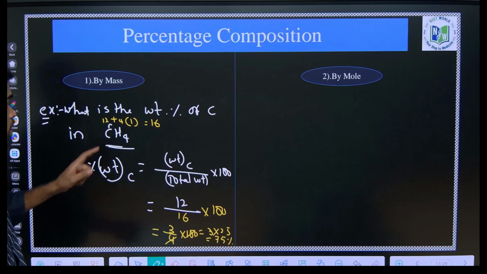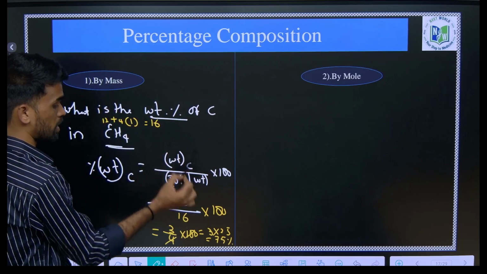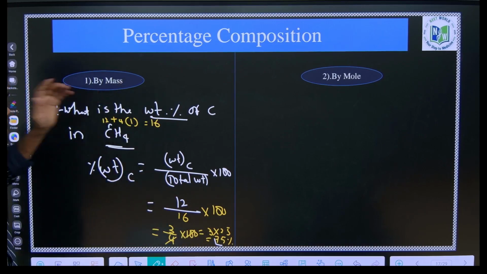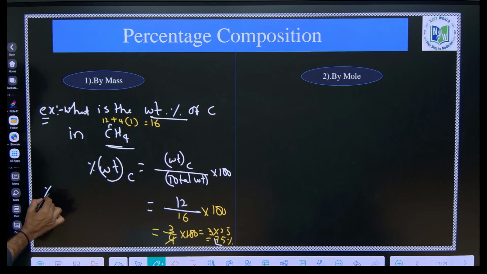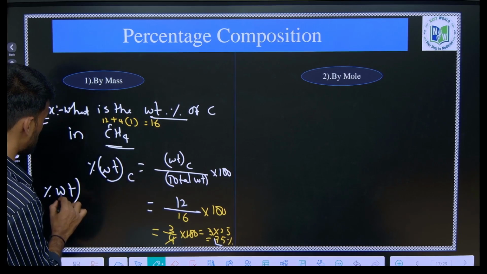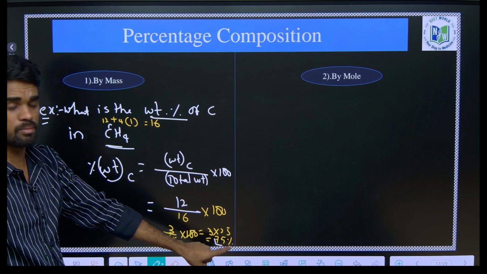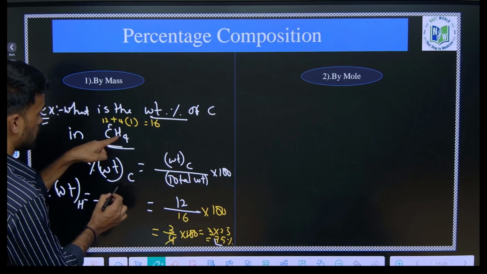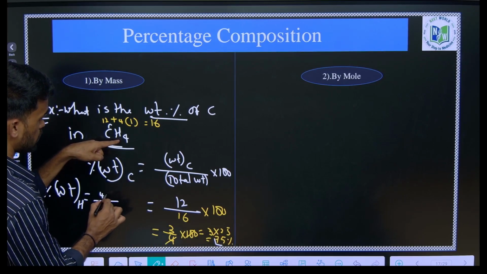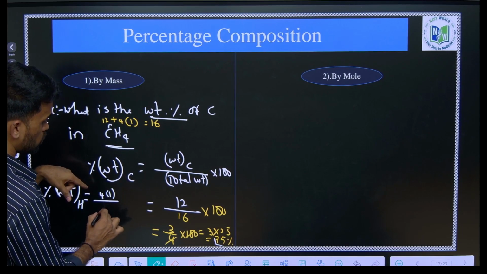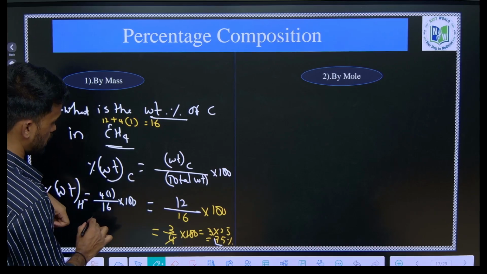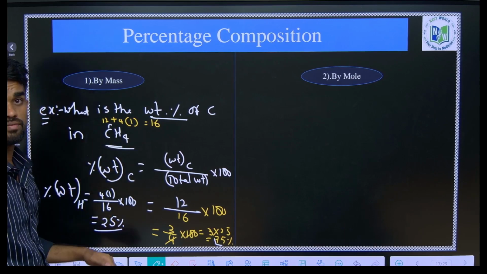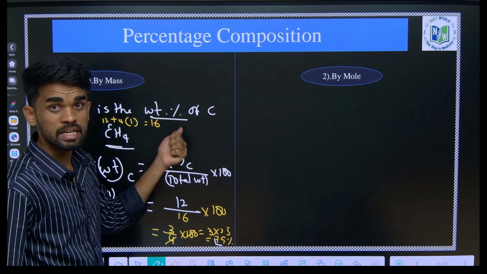If they ask by mass or by weight, you have to say the percentage of carbon is 75. Now if I ask for hydrogen, how do we do it? For the percentage weight of hydrogen, you can directly take 100 minus 75, and you get 25 as the answer. Or else you can do 4 into 1 divided by total weight 16, multiplied with 100, and you get 25%. This is how you do it if they ask for percentage by weight.